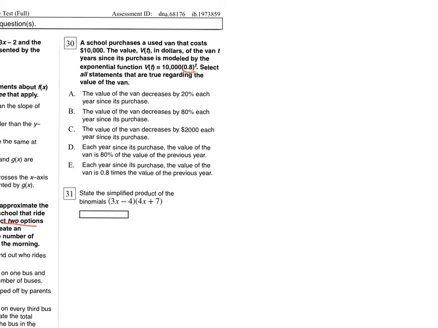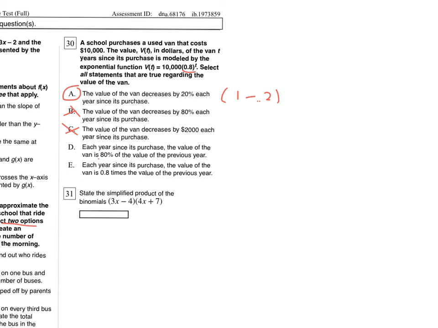It decreases in price 20%. That is true. Because it's 0.8 there, that's kind of 1 minus 0.2, so that is the decrease of 20%. It does not decrease by 80%, it decreases by 20%. It doesn't decrease by a dollar amount. That's actually going to be different every year. It will be $2,000 the first year, but that will change.